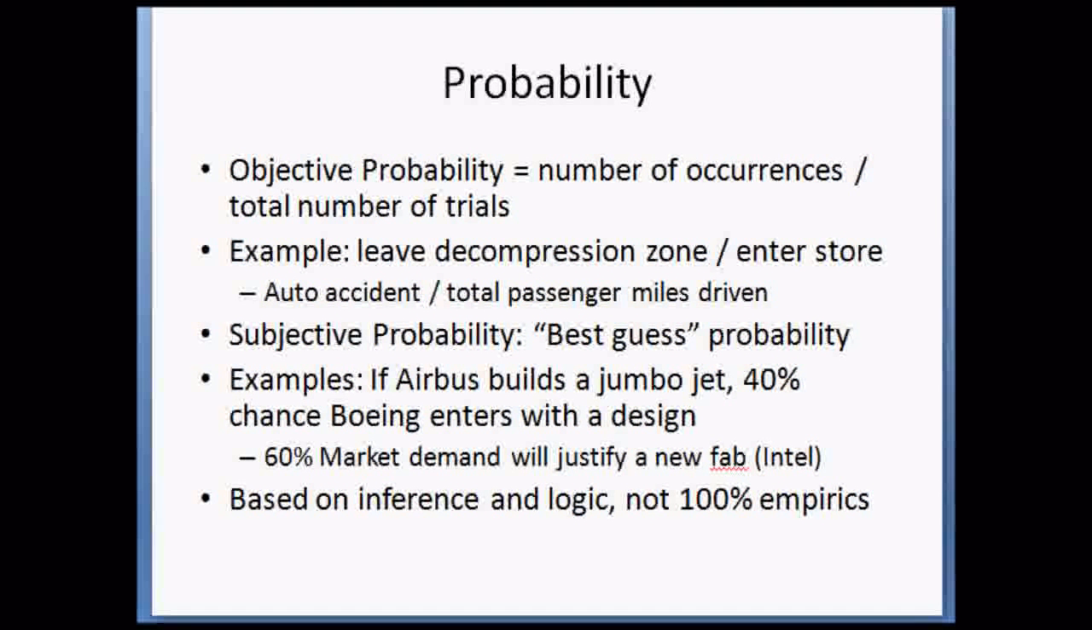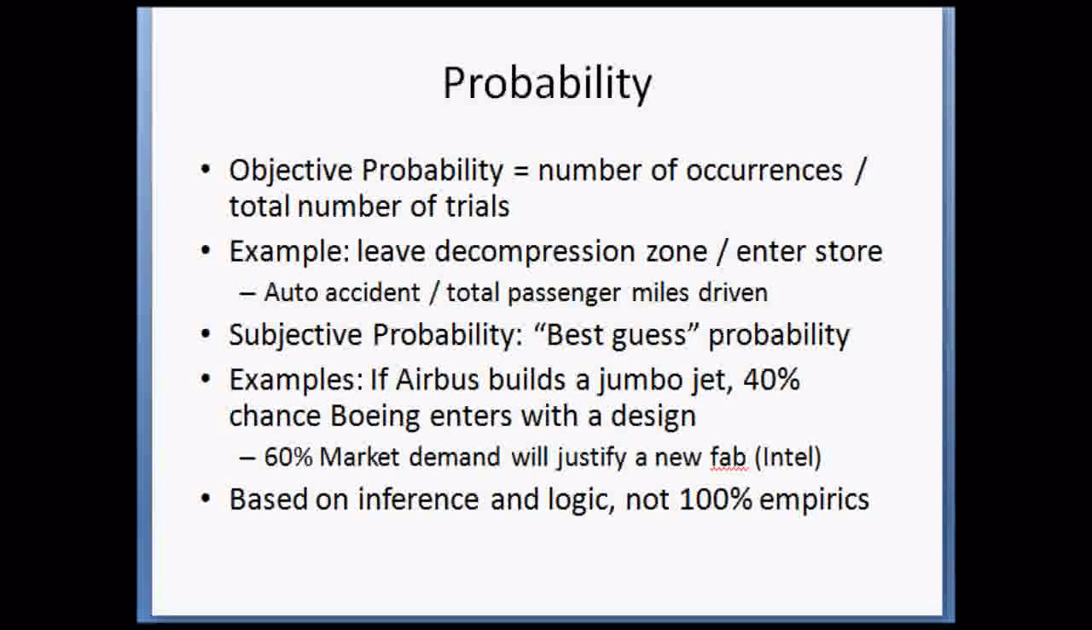A clear example of occurrences versus trials, and you can think about every mile you drive on the road as a chance to get in an accident. But we can figure out the probability overall for the United States of an accident per mile by just taking the total number of passenger miles driven and the total number of accidents and dividing. And that would be the accident rate per mile. Now, obviously, it's going to be higher or lower depending on the driver, but we can get an overall statistic just using an objective probability.